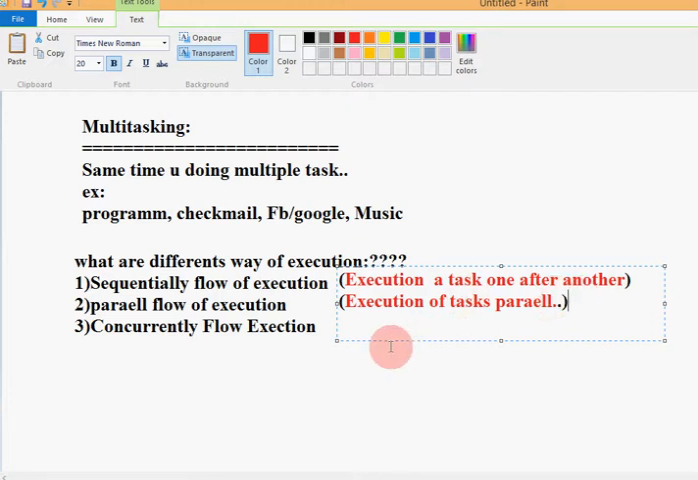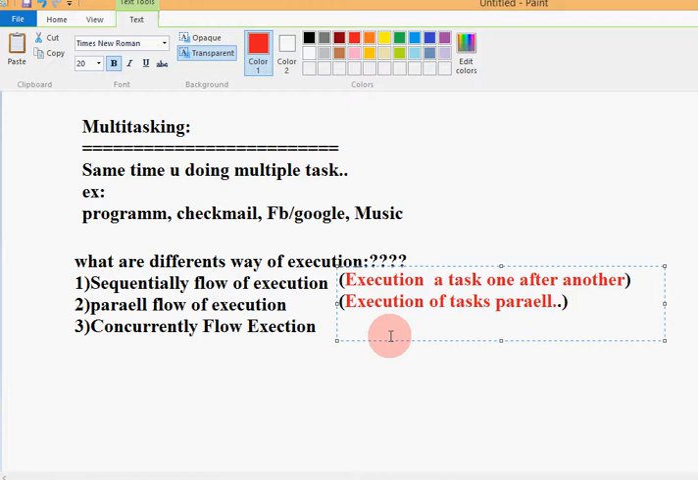Also, you can call that example like in a film hall. In a film hall, you are standing for a ticket, and buying a ticket. You and another person are standing, and you're depending upon the first person. After finishing, you have to buy. It will take time to take a ticket after the first person. This is called sequential flow, one after another.